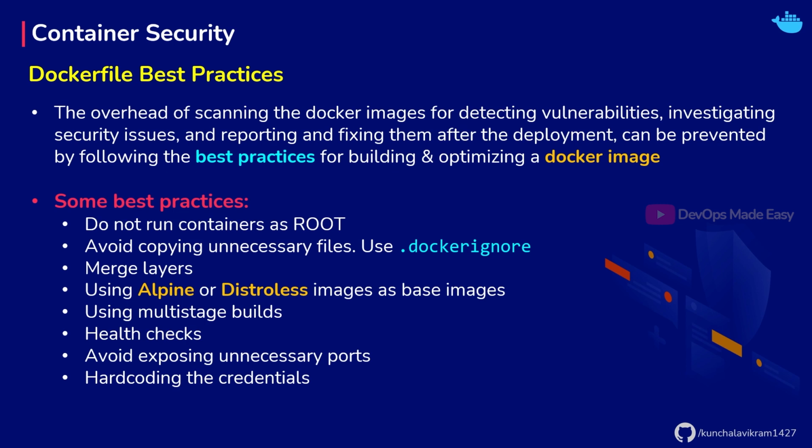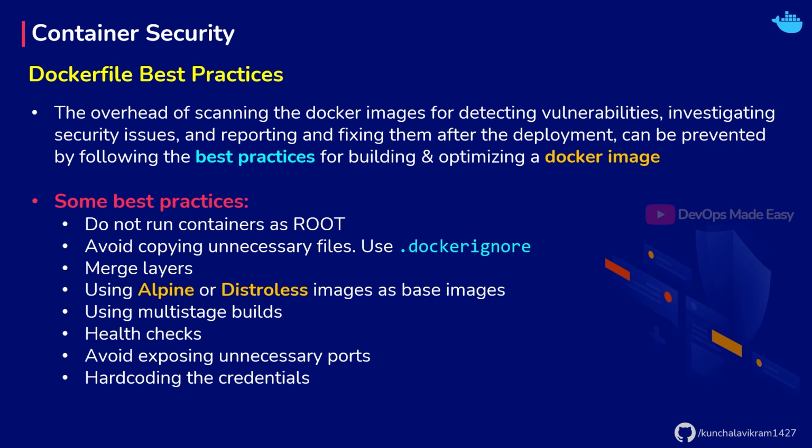Some of the best Dockerfile practices include not running the containers as root and avoiding copying unnecessary files. The containers should pack only the necessary code and dependencies. They should not have any extra files or utilities. We can avoid copying unnecessary files into the Docker image using the dockerignore. We can also merge multiple layers into a single layer, and we can use Alpine or Distroless images as the base image to make the Docker image much smaller. At the same time, we can also use multi-stage builds to further reduce the size of the image.